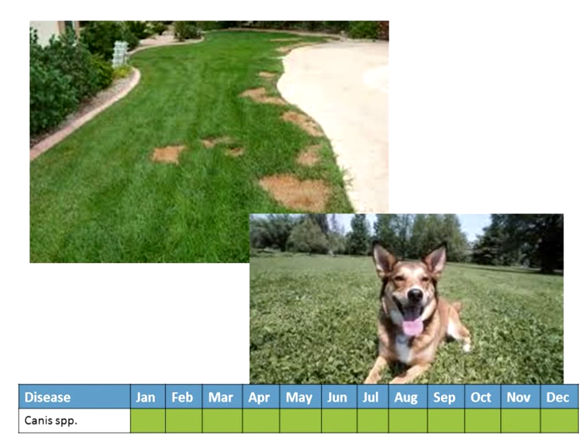And then this is my favorite one to talk about. This is something that's really common that you can see pretty much all the time every summer in North Dakota, and that's dead spots caused by a dog. It looks like a lot of these diseases, but usually you go talk to a homeowner, you find out they have a dog, and that's the problem that you typically see.